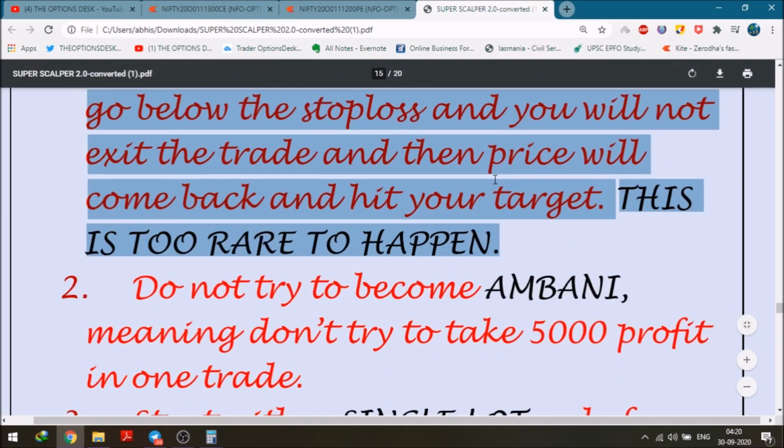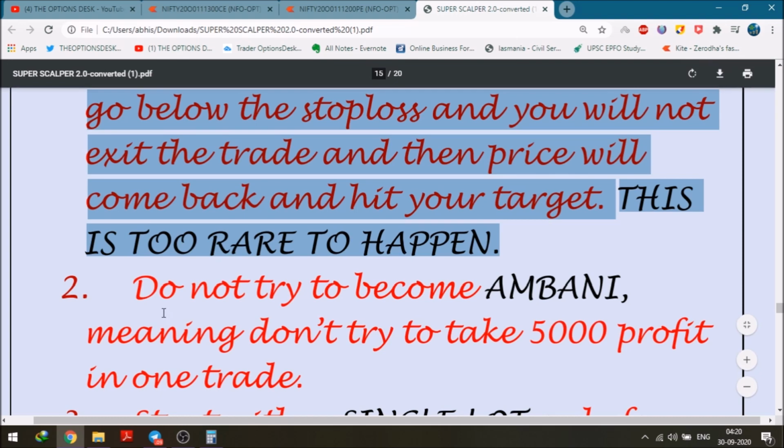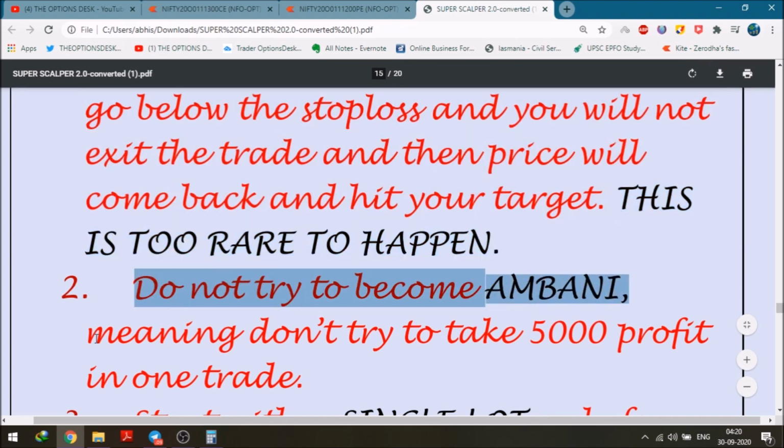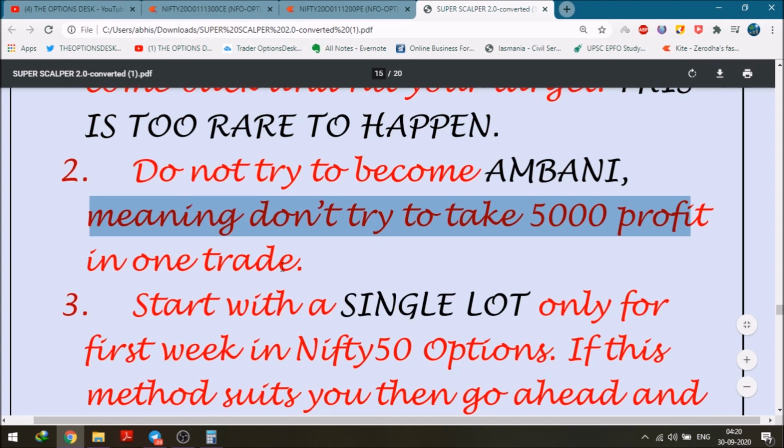It might come again. If you are trading on 1 minute, you will get 10 trades in a day, man. Do not try to become Ambani, meaning don't try to take 5,000 profit in one trade. Okay, just don't try to do that. It's not going to happen.